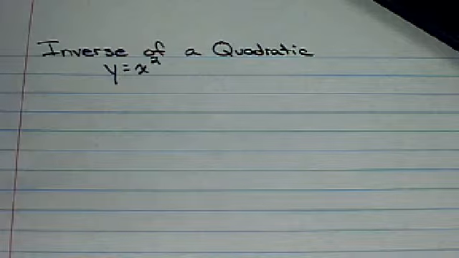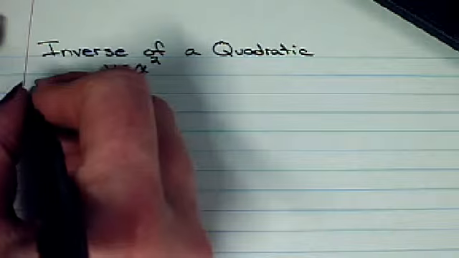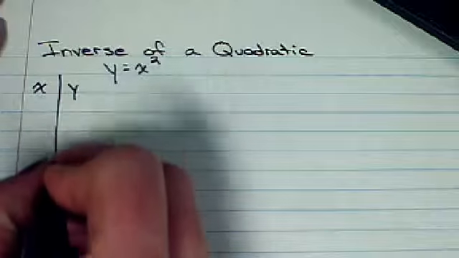In this unit, we're going to be talking a lot about inverses, so let's remember about inverses. First, let's talk about what we're taking the inverse of, and that's of a quadratic function, y equals x squared. So I'm going to make a table of values so that we can graph this.